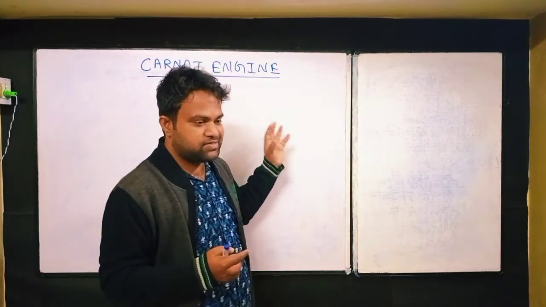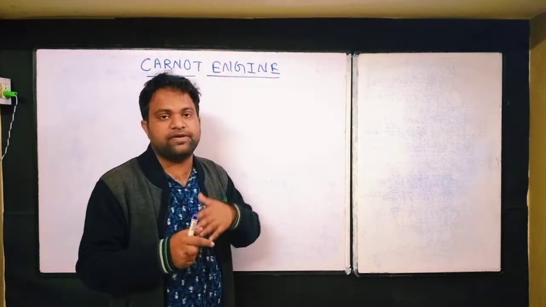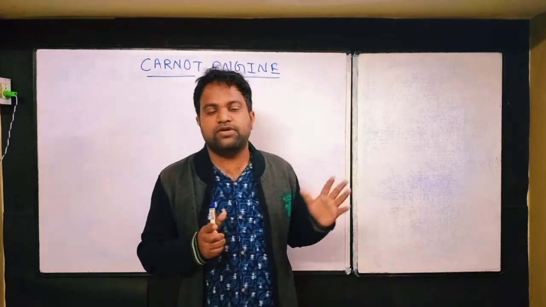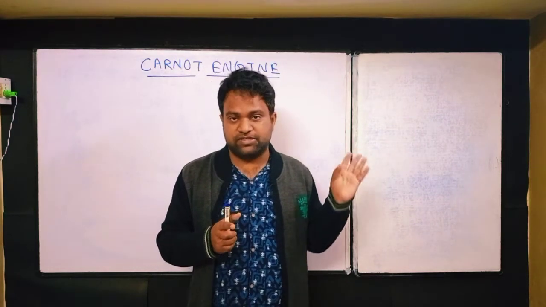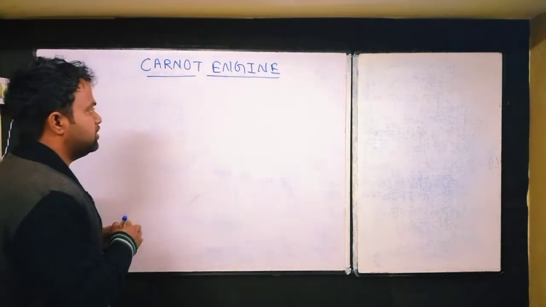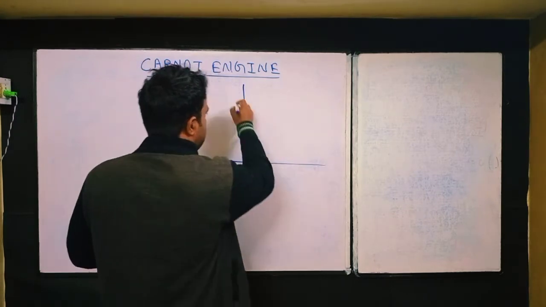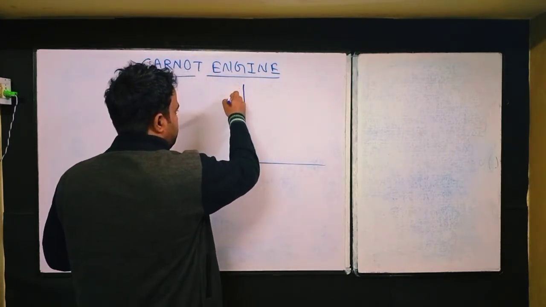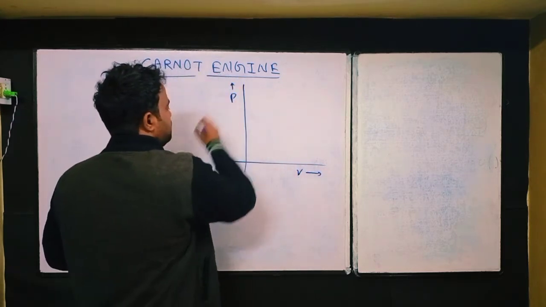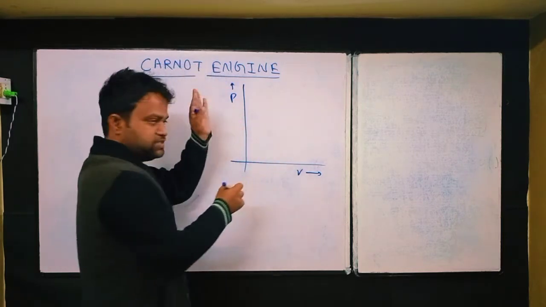Now this video will specifically discuss the Carnot engine, which is a reversible engine and basically an ideal engine, and we'll find out its efficiency. For this Carnot engine, we'll draw a pressure and volume graph, and the graph is like this. We'll explain step by step.